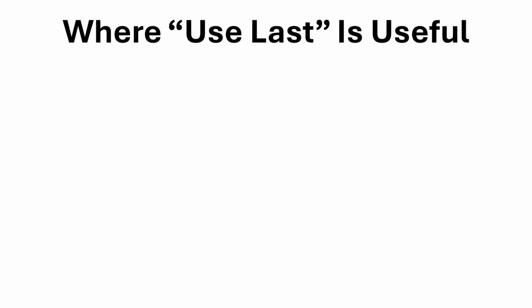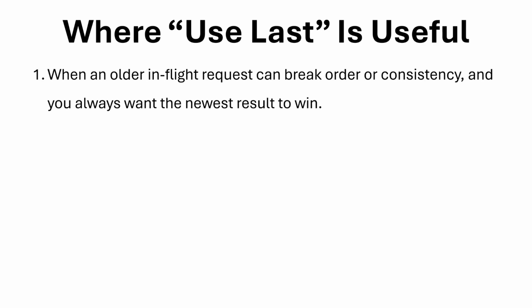Let's take a look at situations where the use last strategy is especially useful. First, when an older async call is still running, but a newer one reflects the current state. You don't want stale results breaking consistency.